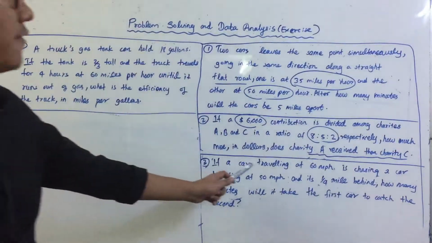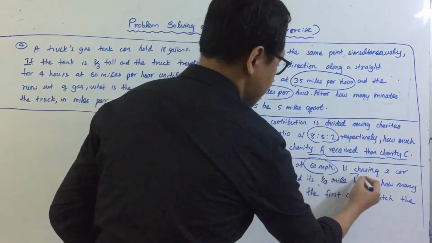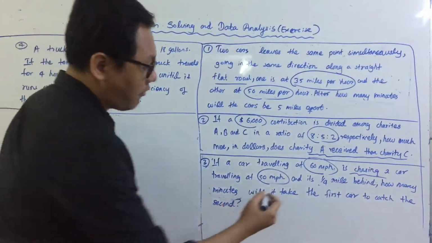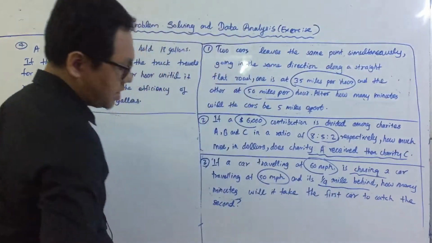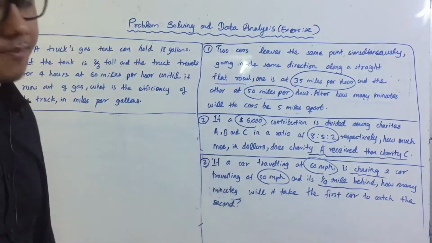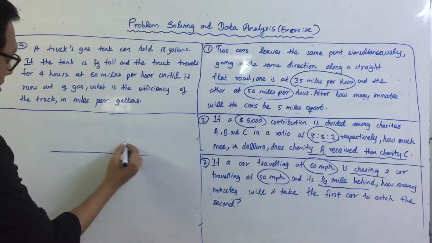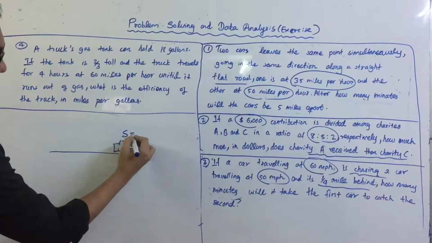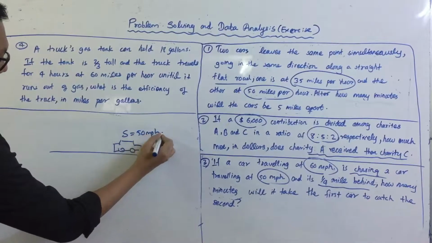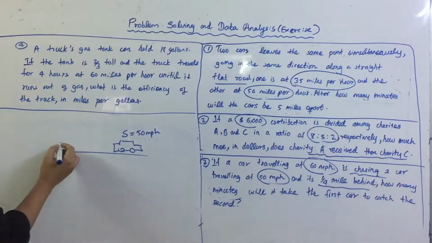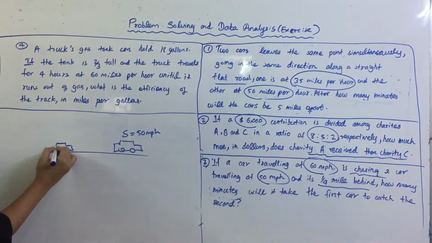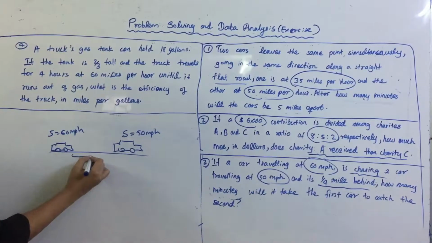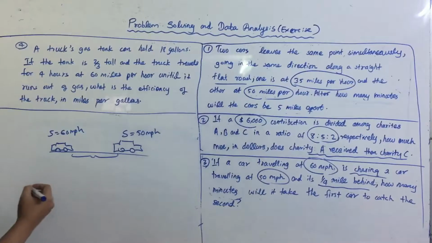If a car traveling at 60 miles per hour is chasing another car traveling at 50 miles per hour and is 1/4 mile behind, how many minutes will it take the first car to catch the second? Okay, so this car is going at a speed of 50 miles per hour, and the second car is trying to catch up with 60 miles per hour, and their distance is 1/4 mile.